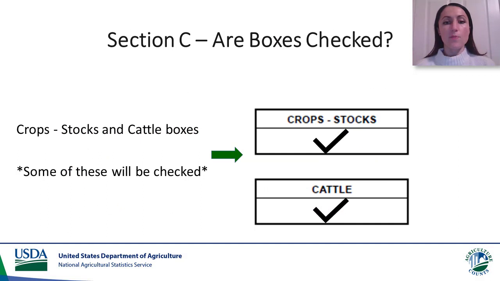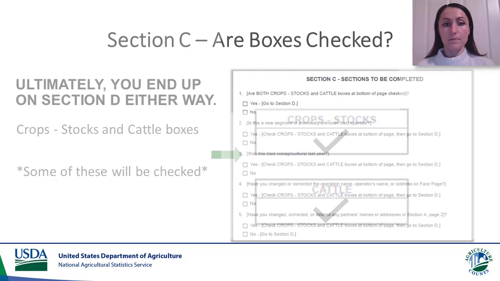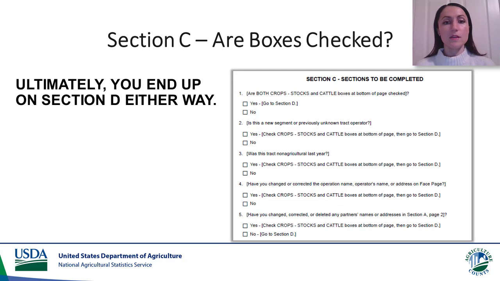Here's a close-up of the crop stocks and cattle boxes. If these are checked, it's important to note for later in the survey. Checked boxes will require you to complete additional questions. They'll either be pre-printed or you will mark them if any questions are answered with a yes. You will never remove a check mark. Ultimately, you end up on section D either way.